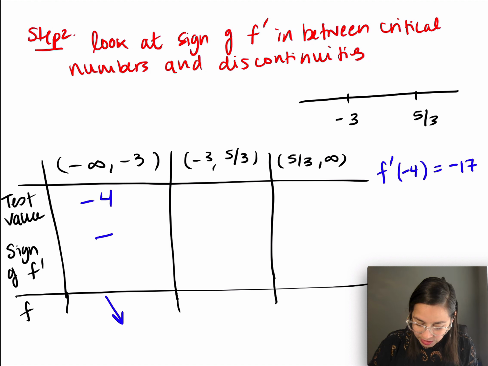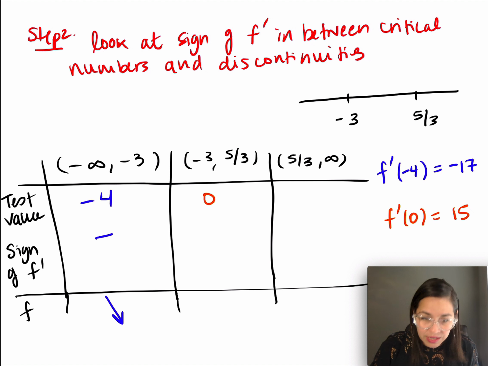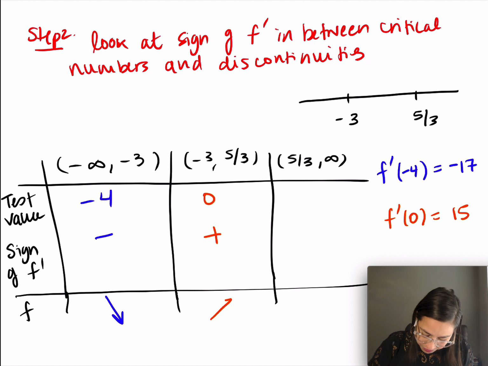I'm going to take 0, right? So if I take 0 as my test value, I do f prime of 0, I get that this is equal to 15. And then again, I do not care about the actual number. I'm looking at the sign. The sign of the derivative tells me whether the function increases or decreases. So I got something positive. That tells me that in between negative 3 and 5/3, my function increases.